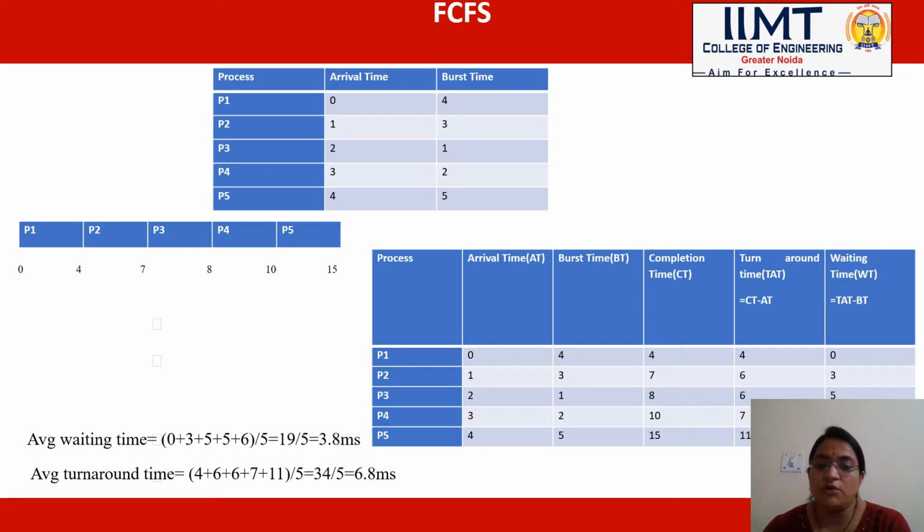The turnaround time of P4 is 7 and burst time is 2, which means waiting time is 5 seconds. For P5, the waiting time is 11 minus 5: turnaround time is 11 and burst time is 5 seconds, which means 6 seconds is the waiting time of P5. Average waiting time is equal to total waiting time divided by 5, which means 3.8 milliseconds is the average waiting time, and average turnaround time is 6.8 milliseconds.